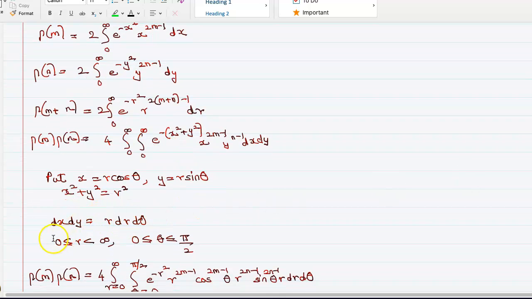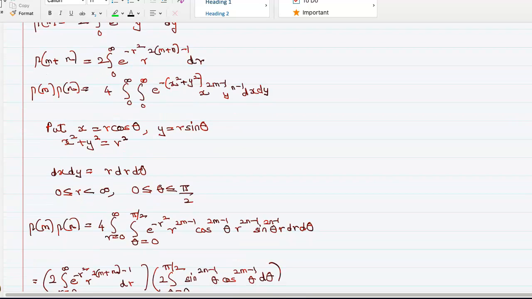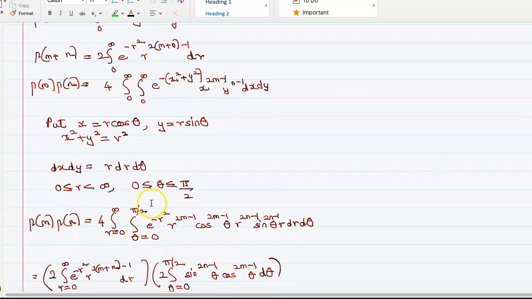Now r lies between 0 and infinity and theta lies between 0 to pi by 2. This we had seen in my earlier video on Jacobian. So gamma m into gamma n will be 4 integral r varying from 0 to infinity, theta varying from 0 to pi by 2, e raised to minus r squared, x becomes r raised to 2m minus 1 cos raised to 2m minus 1 theta, y becomes r raised to 2n minus 1 sin raised to 2n minus 1 theta, r dr d theta.